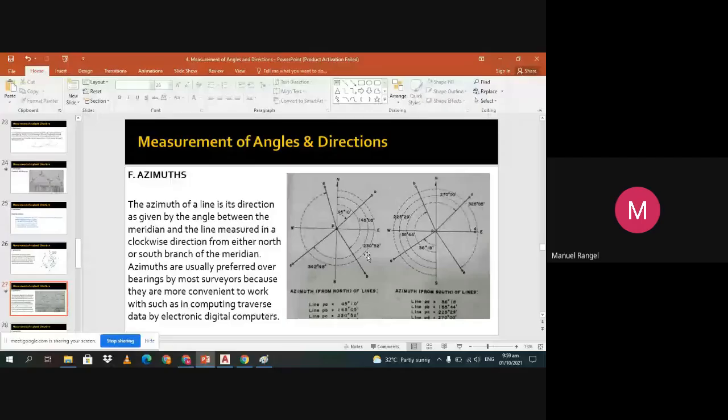So, the azimuth of a line is its direction as given by the angle between the meridian and the line, measured in a clockwise direction. It is always done in clockwise direction from either north or south. Azimuths are usually preferred over bearings by most surveyors because they are more convenient to work with, such as in computing traverse data by electronic digital computers. It is easier since you do not need to compute, because the angles are direct. So it is either azimuth from north, or azimuth from south.